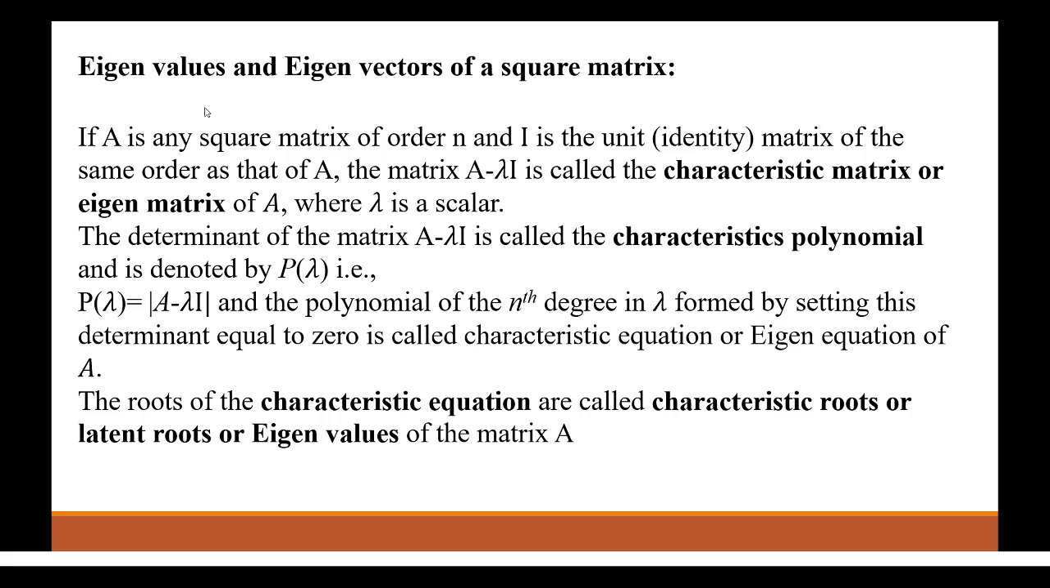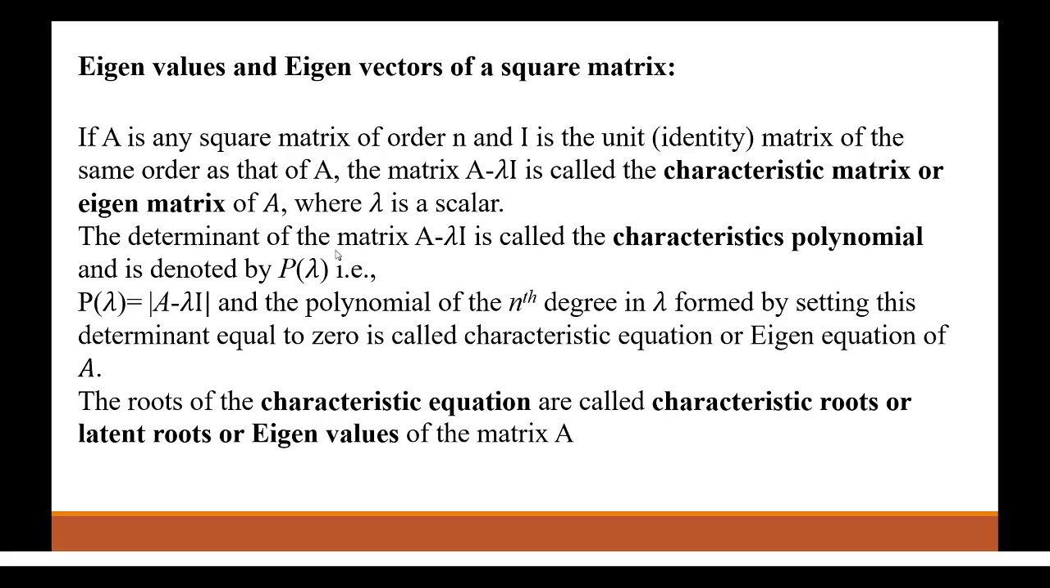Next we move on to the eigenvalue and eigenvector of a square matrix. If A is any square matrix of order n and I is the unit identity matrix of the same order as that of A, the matrix A minus lambda I is called the characteristic matrix or eigen matrix of A, where lambda is a scalar.